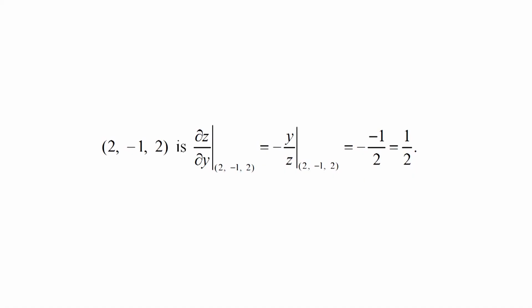Substituting the y and z coordinates of the point (2, -1, 2) in the above expression, we obtain the slope at the point (2, -1, 2) is ∂z/∂y evaluated at (2, -1, 2), which is equal to -y/z evaluated at (2, -1, 2), which is equal to -(-1)/2, which is equal to 1/2.